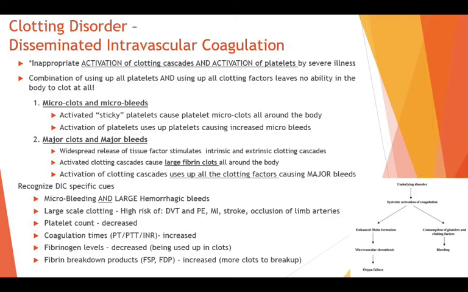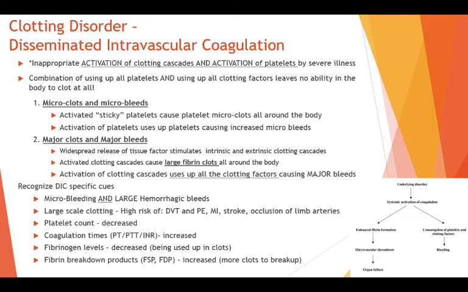It is a worsening condition. Microbleeding, large hemorrhagic bleeds, they can be anywhere. They can be bleeding in the lungs. You can have bleeding in the GI system. You can have bleeding in the brain. And on top of that, large-scale clots, large fibrin clots everywhere: DVTs, PEs, MIs, strokes. So you can have a hemorrhagic stroke and a thrombotic stroke at the same time in these patients. You can have bleeding lungs and PEs at the same time. You can have GI bleeds and obstructed bowel vessels at the same time.